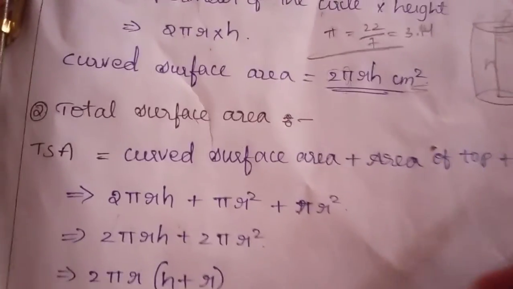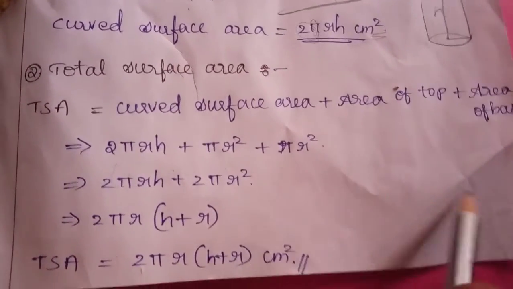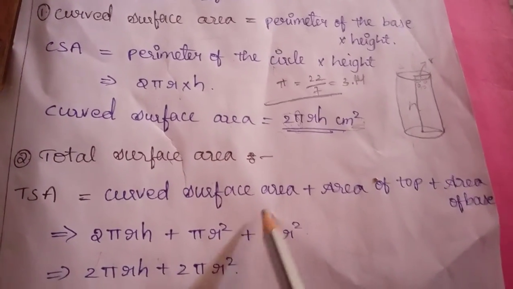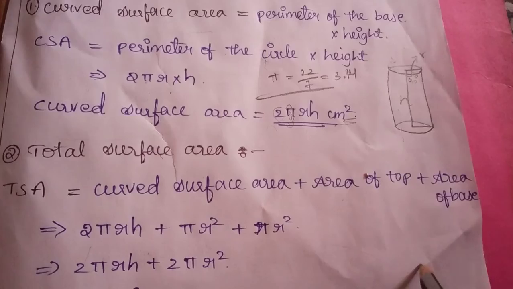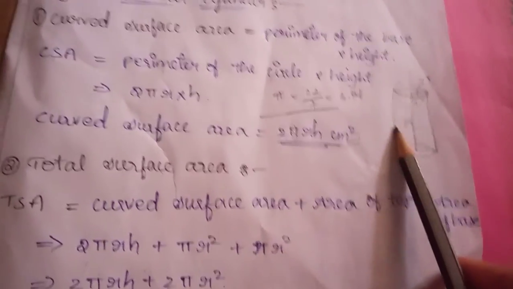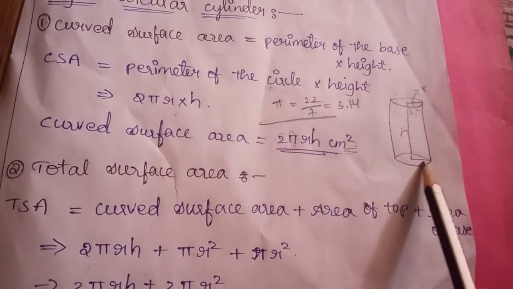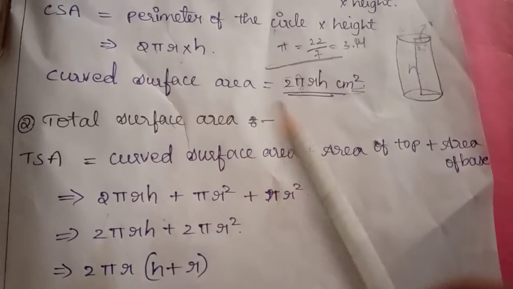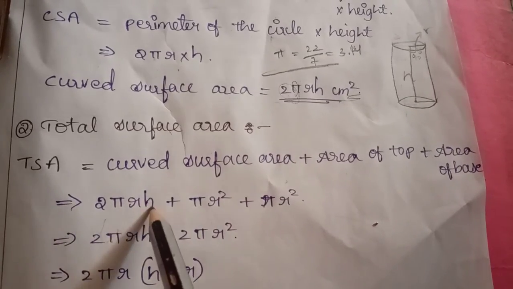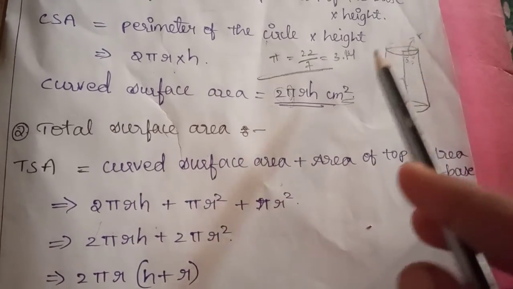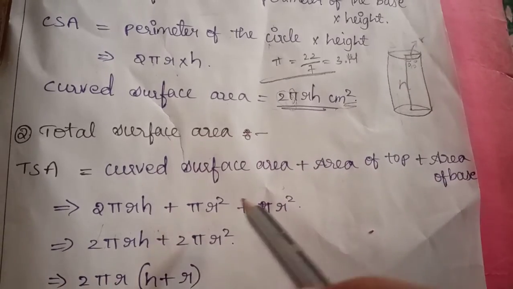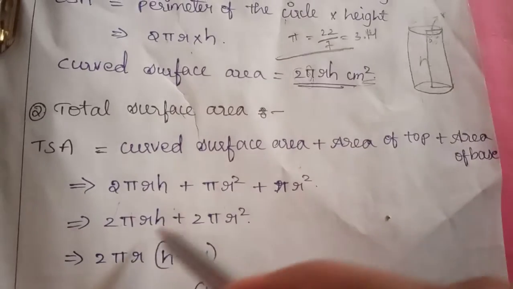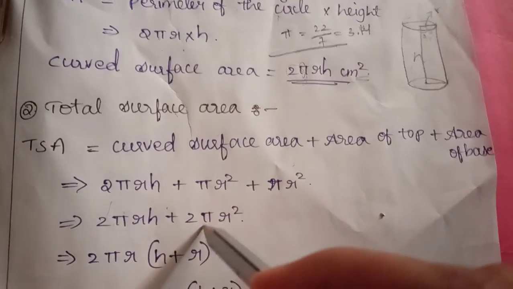And the next one is total surface area. Total surface area is, as we already know, the curved surface area plus area of top plus area of base. What is curved surface area? 2 pi r h. So we have written 2 pi r h, and area of top is a circle. So area of circle is pi r square, and base is also a circle, so area of base is pi r square. So 2 pi r h plus 2 pi r square.